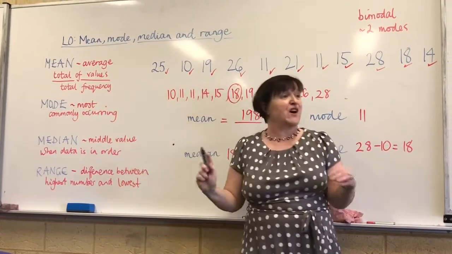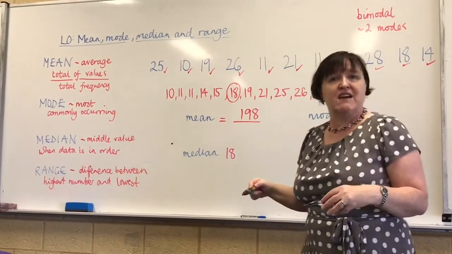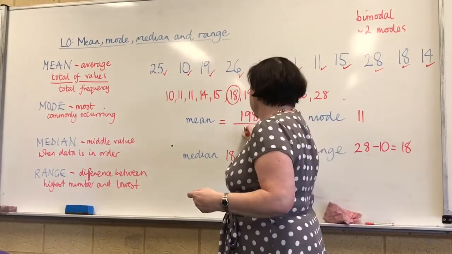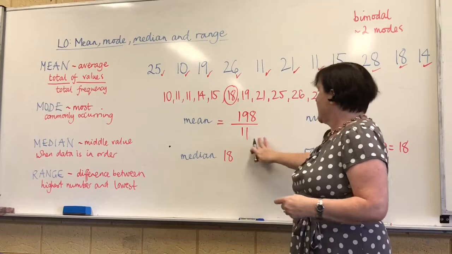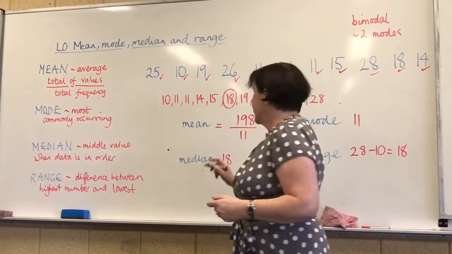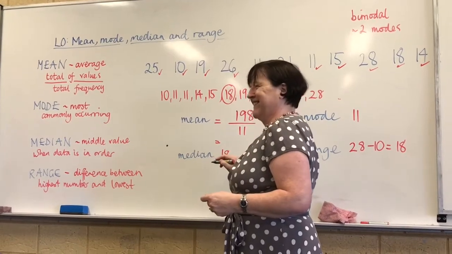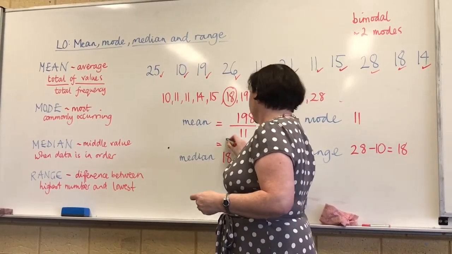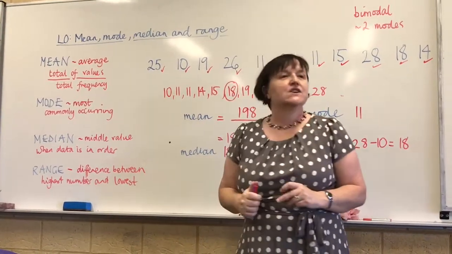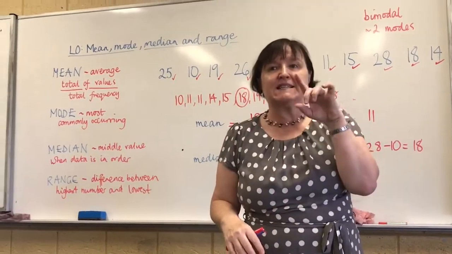And then we've got to divide it by how many values there are. So how many values are there? 11. So do that on your calculator then. 198 divided by 11. Is it? It says, look. Okay. So your mean then is 18.